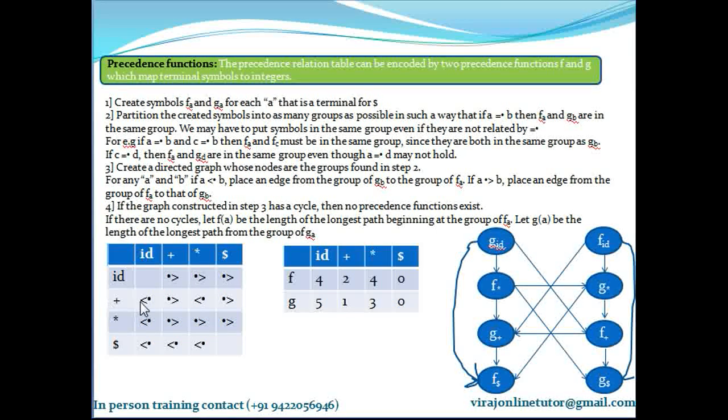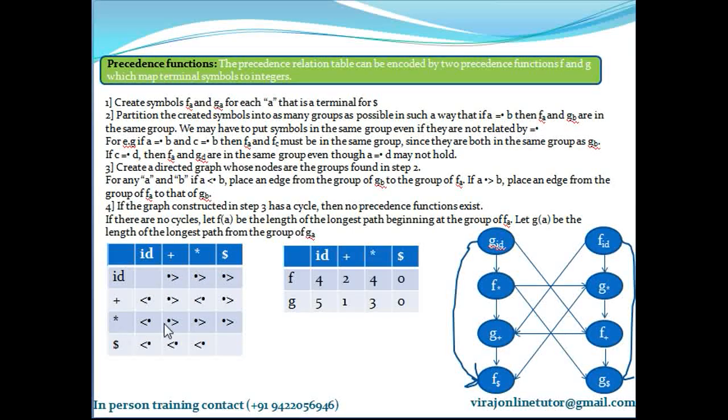Then let's mark the arcs for plus and id. Since plus is less than id, mark an arc from g of id to f of plus. That was the second tip I gave you. Always go from greater than to less. Here mark an arc from f of plus to g of plus. Here mark an arc from g of asterisk to f of plus. Here f of plus to g of dollar. Here g of id to f of asterisk.